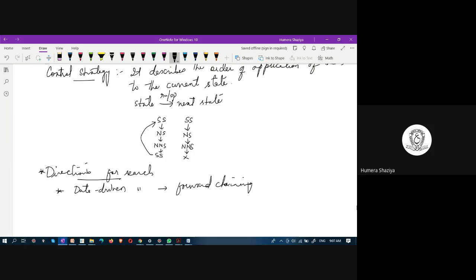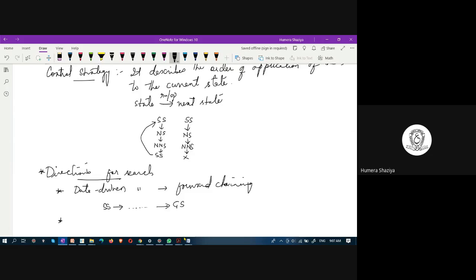Now, will you tell me what you mean by forward chaining? The execution will be in a sequence, ma'am. Yeah, sequence means from top to bottom, the way we define. Right, in the way that you start from the start state, through a number of intermediate states, you reach the goal state. This is forward chaining or data driven.